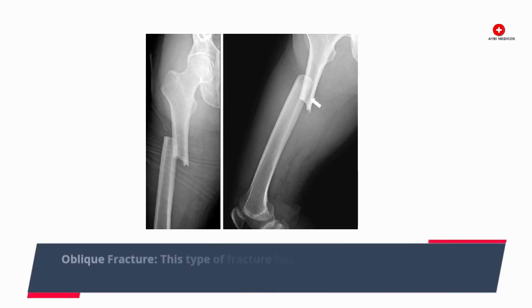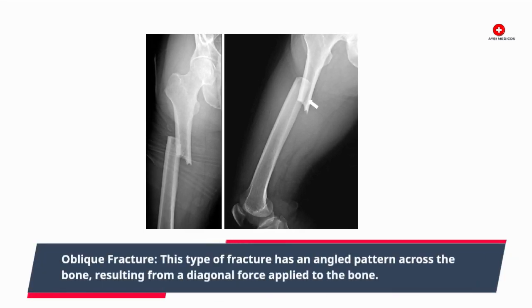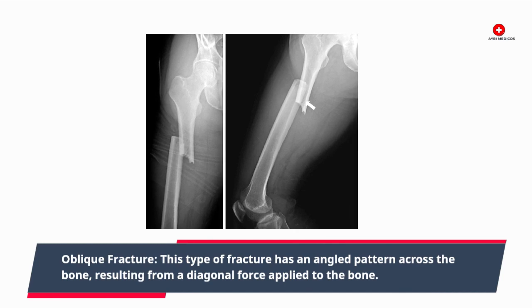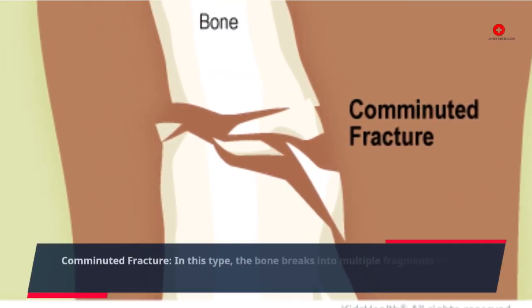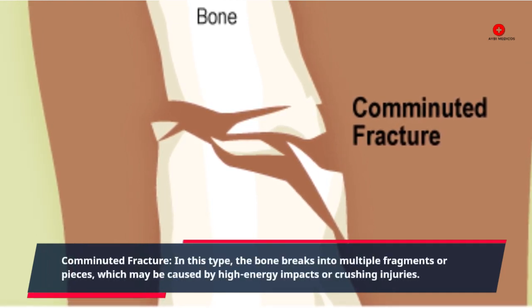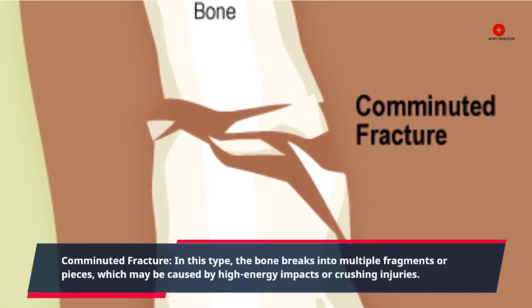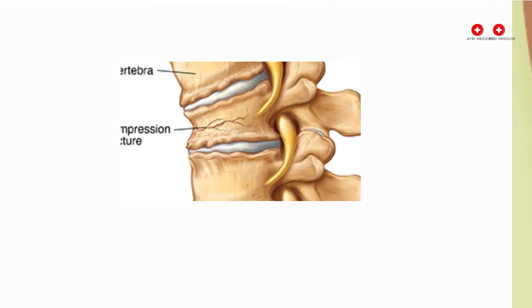Oblique fracture. This type of fracture has an angled pattern across the bone, resulting from a diagonal force applied to the bone. Comminuted fracture. In this type, the bone breaks into multiple fragments or pieces, which may be caused by high-energy impacts or crushing injuries.